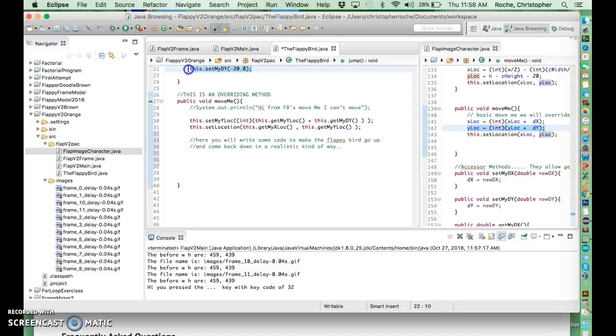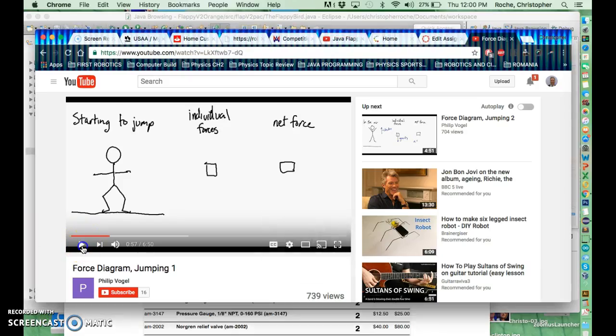Okay, and what happens in a jumping situation? Let's take a look. Okay, so let's look at this for a second. This is a great video by a guy named Phil Vogel. On Earth, we know that pretty much wherever they are, there's going to be gravity acting on them and pulling them down towards the center of the Earth. So we can go ahead and start this off by putting in a downward force here, representing gravity.